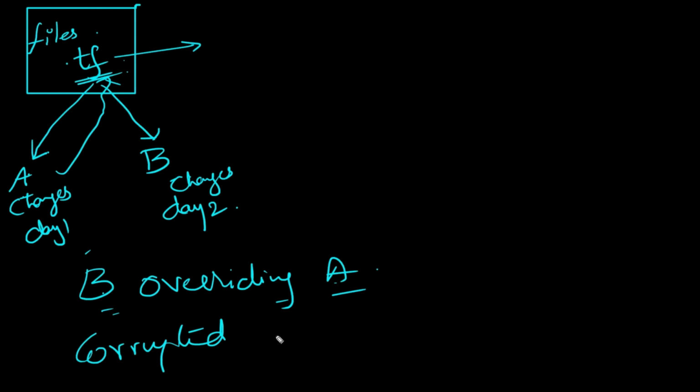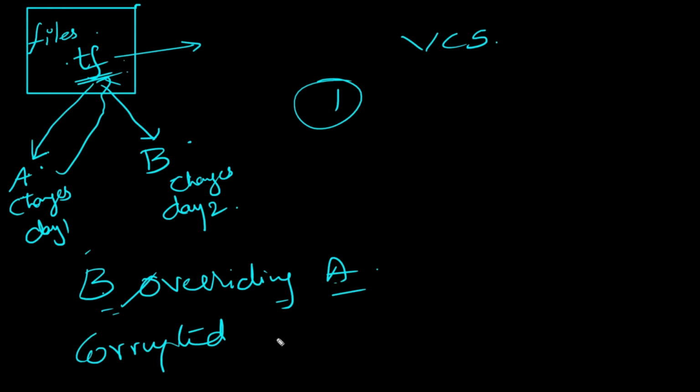So how to avoid this problem? That's where a version control system comes in. Version control system is something which can help people work simultaneously, parallelly, at the same time on the same file. A may be working on the same file, B may be working on the same file, but it will not override one person's changes with the other.